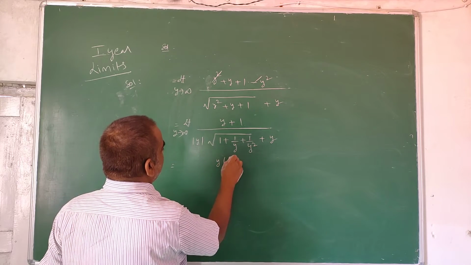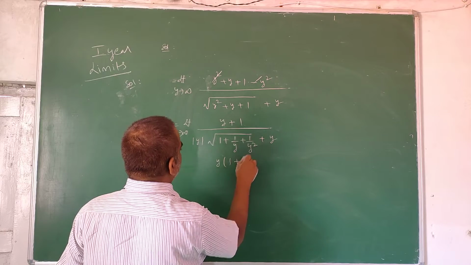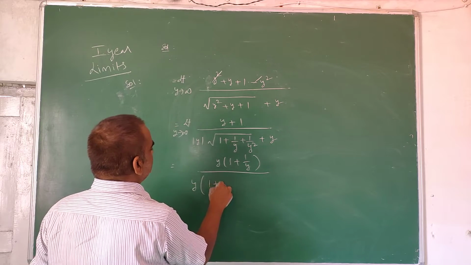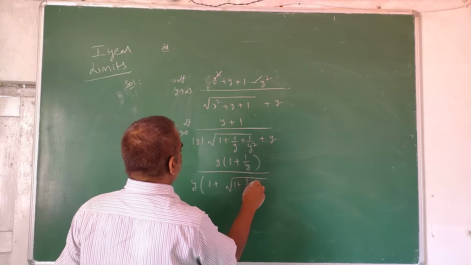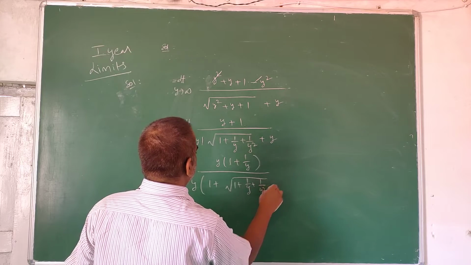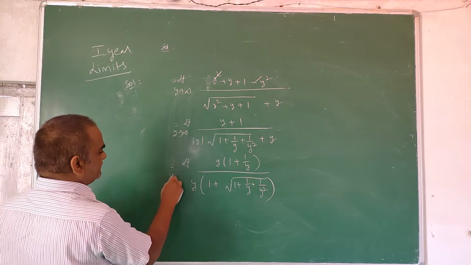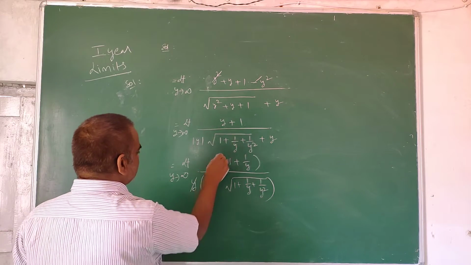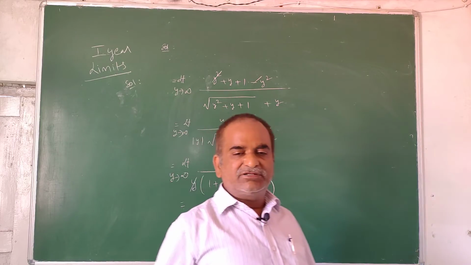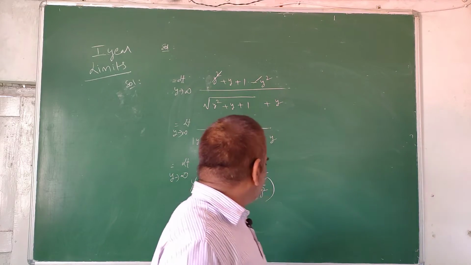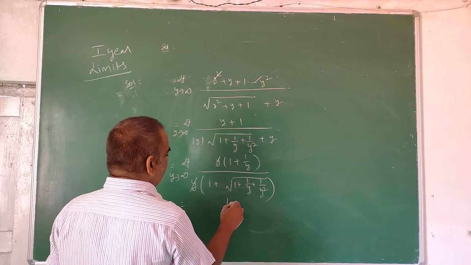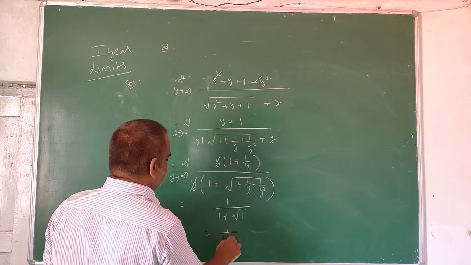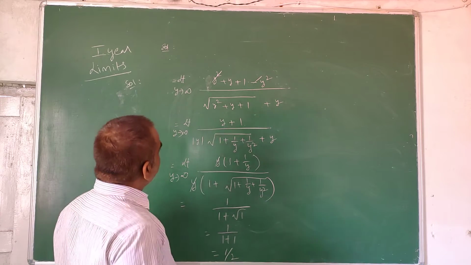So in the numerator, if you take y common, it is 1 plus 1 by y, and in the denominator you take y common, then you get 1 plus root over 1 plus 1 by y plus 1 by y square, as limit y tends to infinity. Are you following? Now this y and y get cancelled, and as we know, as y tends to infinity, 1 by y and 1 by y square all go to 0. So this is (1 plus 0) by (1 plus root 1), which is 1 by 1 plus 1, which is 1 by 2. So this limit is 1 by 2.